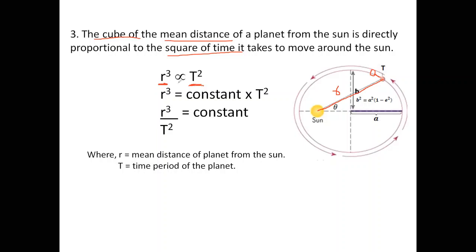Okay, to remove this sign of proportionality, r cube is equal to constant, means proportionality के साइन को हम लोगों ने रिप्लेस किया constant से into t square, or we can write r cube by t square is equal to a constant. Here r is mean distance of the planet from sun and t is time period of the planet while traveling those distances.